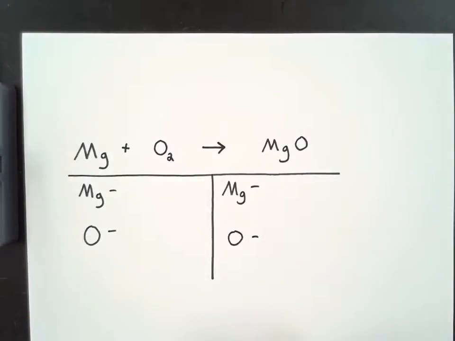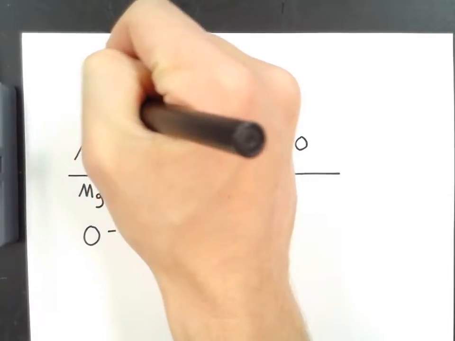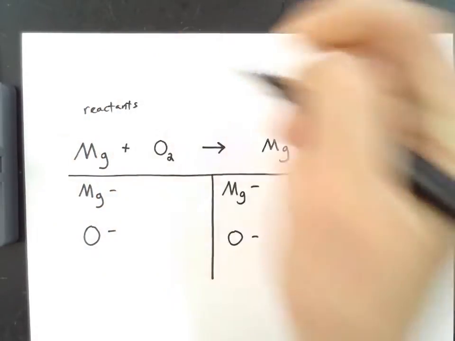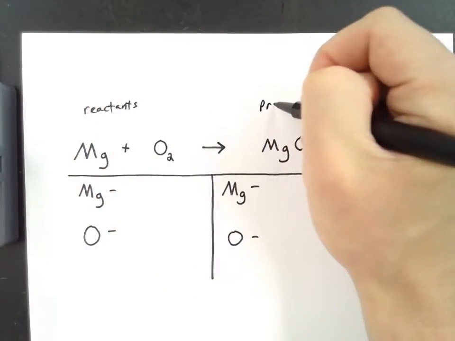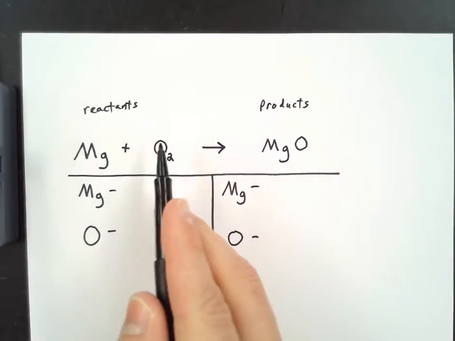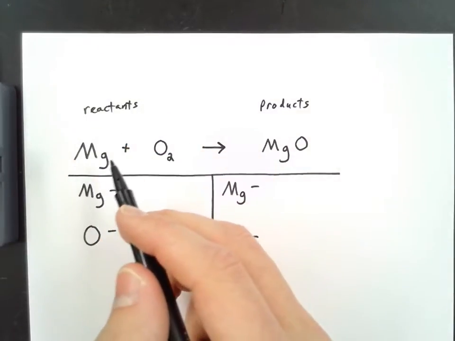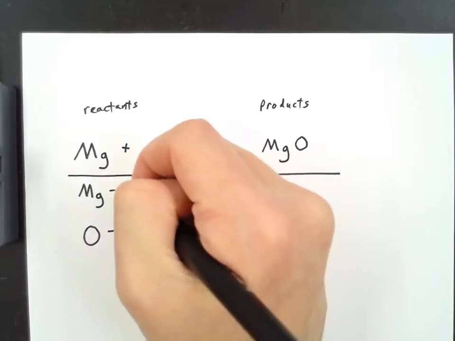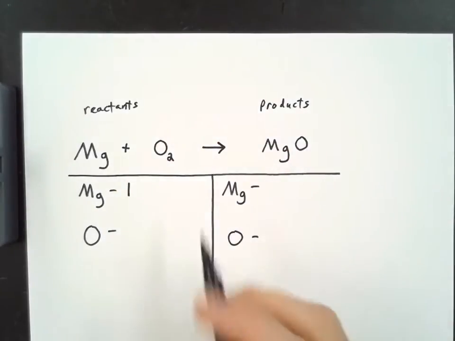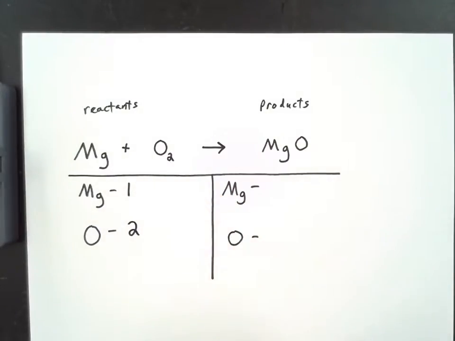Okay, now I'm going to take a count of the number of each type of atom I have on the reactant side and the product side. Just to make this a little bit easier, the reactant side is always left of the arrow, and your products are always on the right side of the arrow. So you can see here I have two reactants and one product. Since there's no coefficients or any subscripts written after the magnesium, we know that we have one magnesium atom on the reactant side. This 2 subscript indicates that I have 2 oxygens on the reactant side.